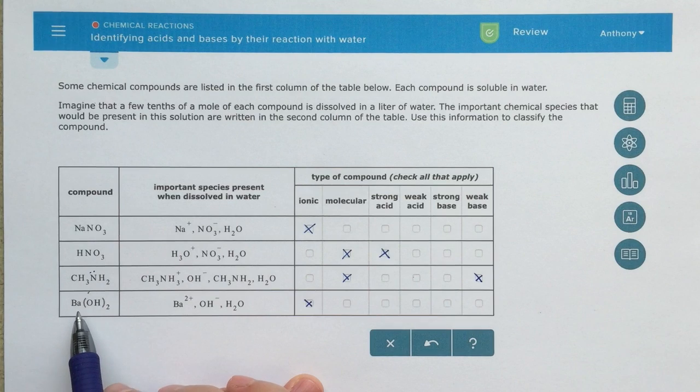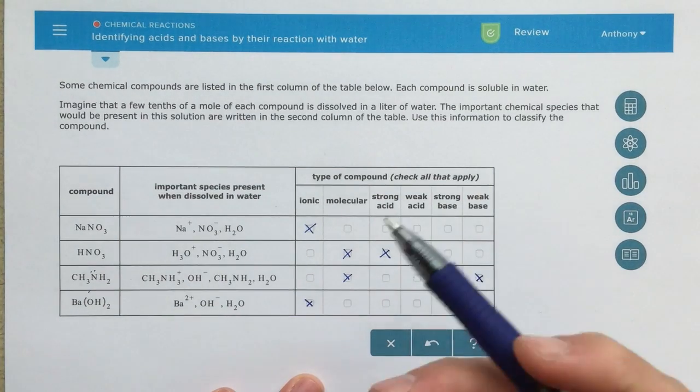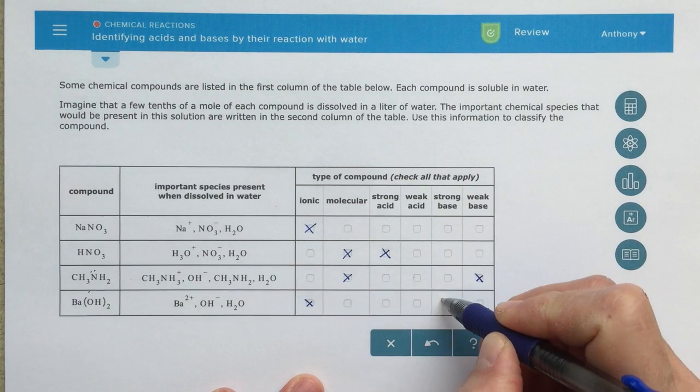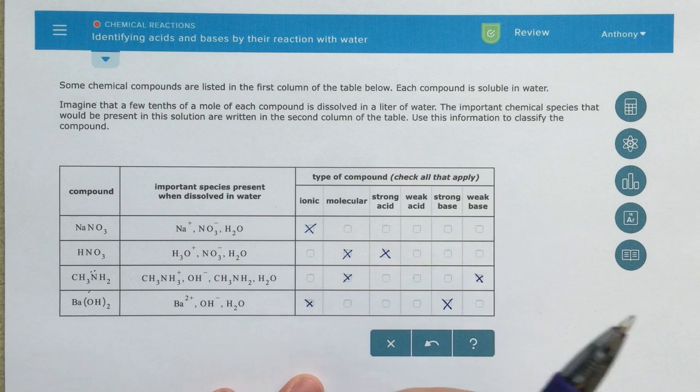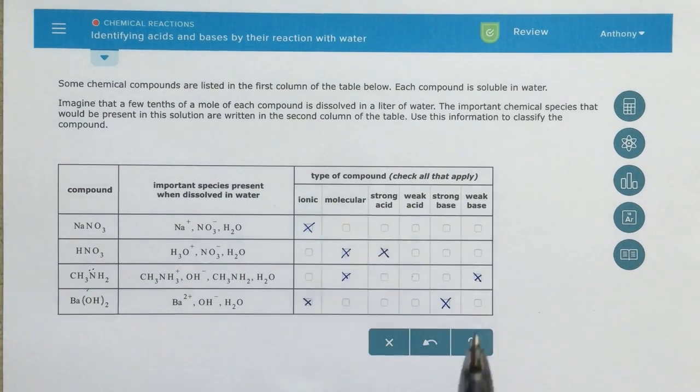Now, this last one, barium hydroxide, here again, we're completely dissociating. All of that barium hydroxide is turning into Ba2+ and OH minus. So this indicates that this is going to be a strong base. It completely dissociates into those two different portions. So that indicates it's a strong base. I do not see any of this Ba(OH)2 intact in my water solution.